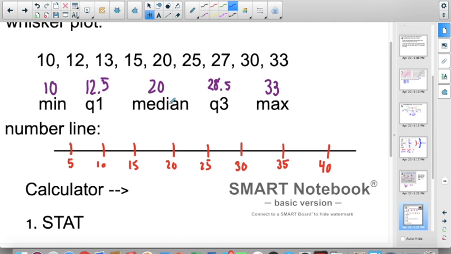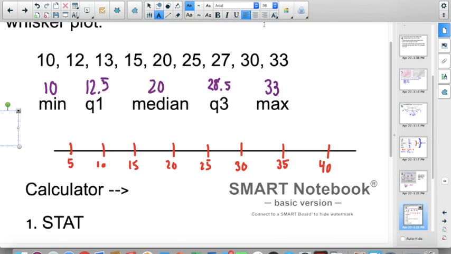Next thing we gotta do is make our box and whisker plot. So what I'm gonna do is get rid of this here. We know that's our number line. The first thing we wanna do is the minimum. Well, the min is at 10. So that minimum is going to be my first vertical line. So there's 10.